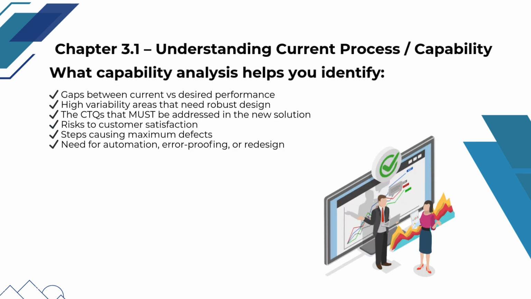Capability analysis helps us understand how our current process performs against desired targets. It identifies gaps between actual and expected performance, highlights high variability areas that need robust design, and pinpoints the CTQs that must be addressed in the new solution. It also reveals steps causing the most defects, risks to customer satisfaction, and areas where automation, error-proofing, or redesign is required, providing a clear roadmap for improving process effectiveness and ensuring the new solution meets customer expectations.